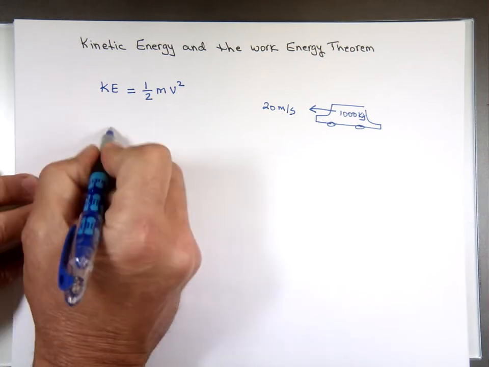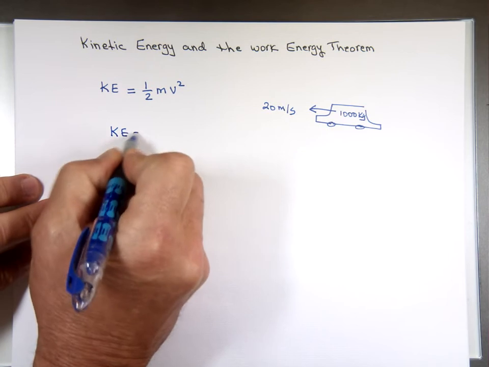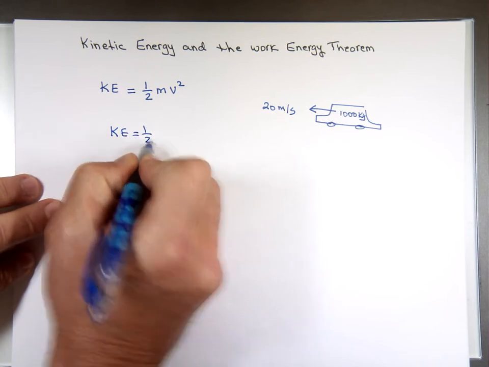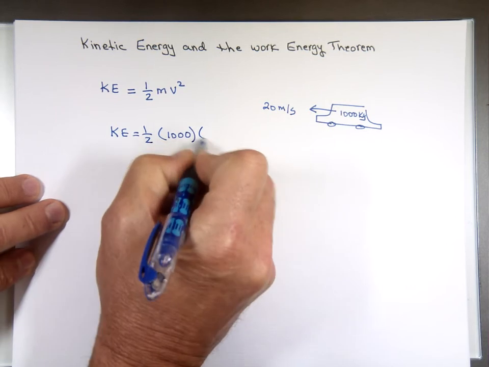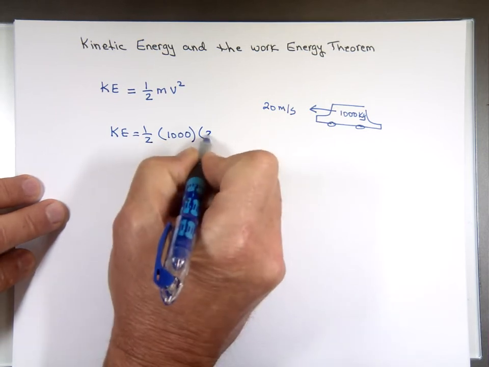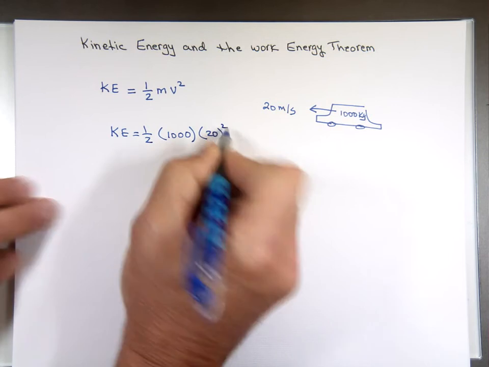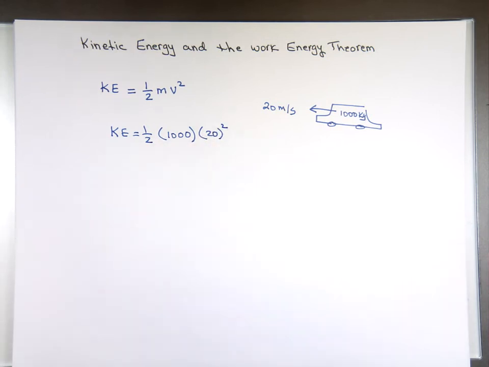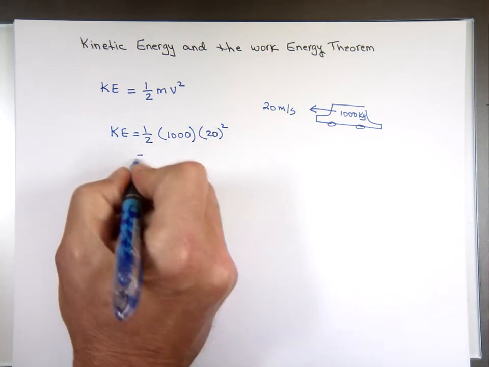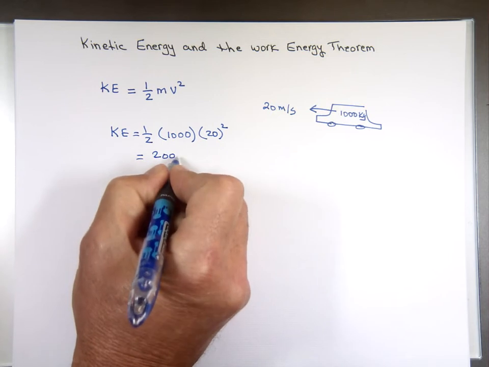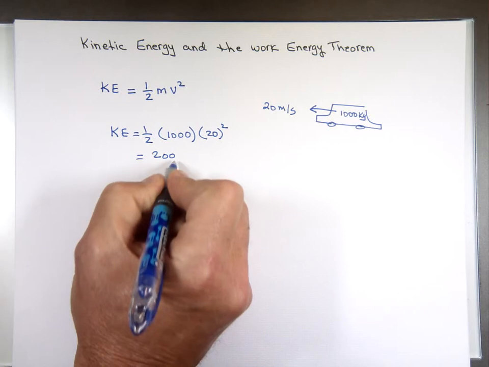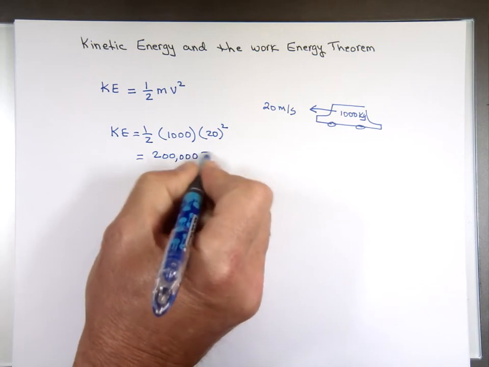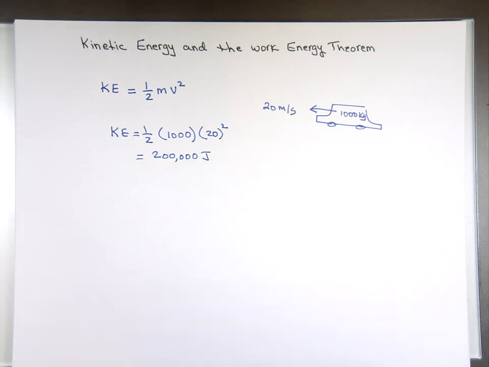that car will have kinetic energy equal to 1/2 the mass of the car, which is 1,000, times the velocity squared, which is what? 20 squared. And I think that's 200,000 joules. I think. That's a lot of energy.